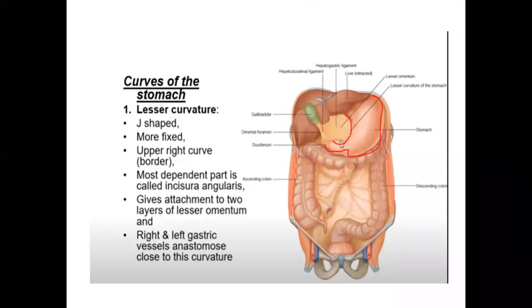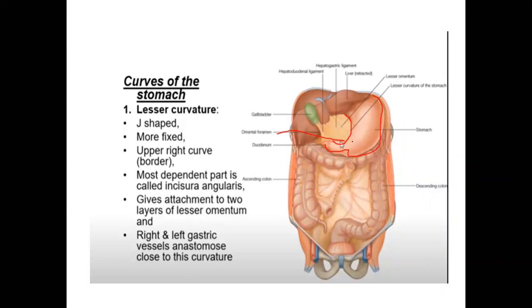So this is the lesser curvature. It is usually J in shape, and it is the fixed part of the stomach, and it forms the upper right curved border of the stomach. This is the most dependent part because it is giving rise to the angular notch or incisura angularis. And this lesser curvature is very important because, if you remember, we studied previously that this is the point of attachment of the lesser omentum. And to this lesser curvature, the vessels of the stomach form an anastomosis.